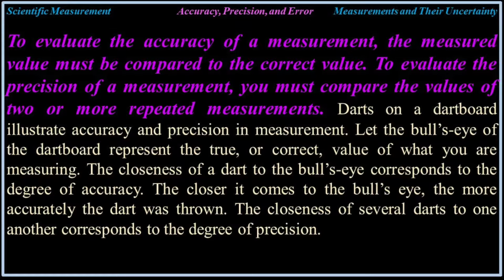Darts on a dartboard illustrate accuracy and precision in measurement. Let the bullseye of the dartboard represent the true or correct value of what you are measuring. The correctness of a dart to the bullseye corresponds to the degree of accuracy. The closer it comes to the bullseye, the more accurately the dart was thrown. The closeness of several darts to one another corresponds to the degree of precision. So, precision is kind of clumping the darts.